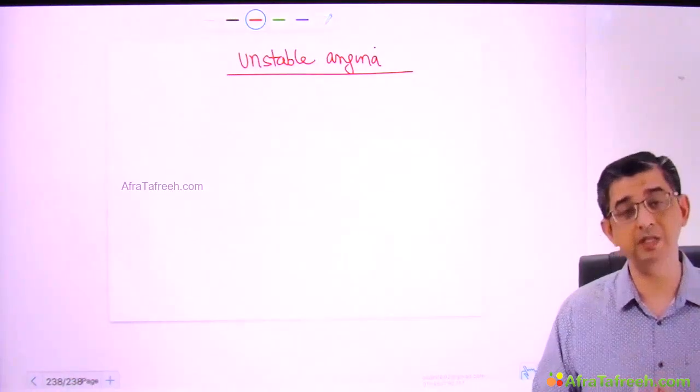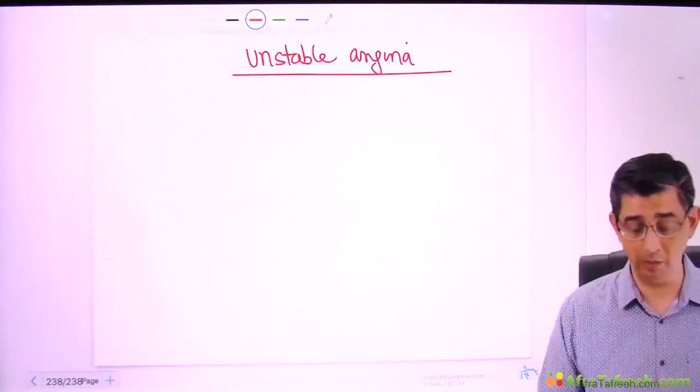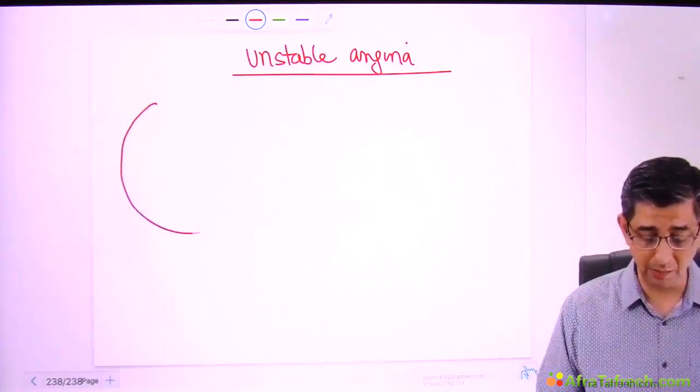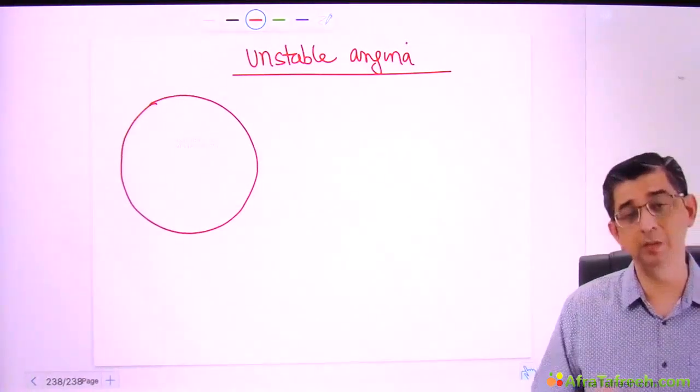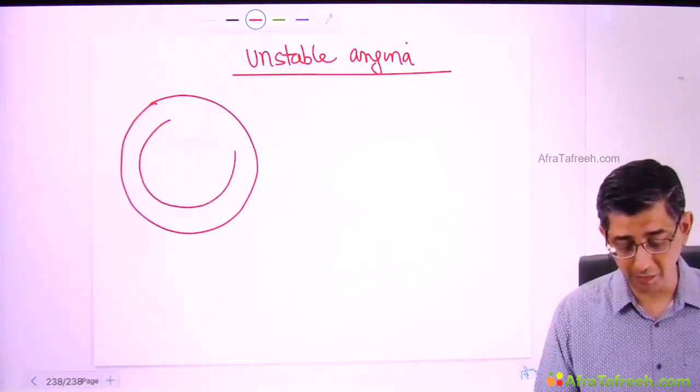Let us now try to understand what is the problem going on in unstable angina. In this slide, I'll talk about the pathogenesis of the disease, and then subsequently we'll talk about the clinical presentation, the workup, and the treatment of the patient per se.